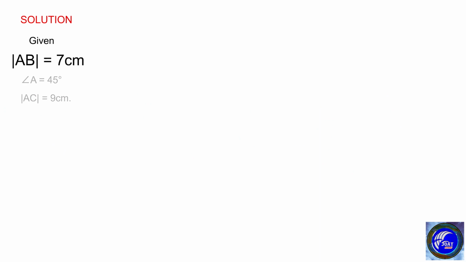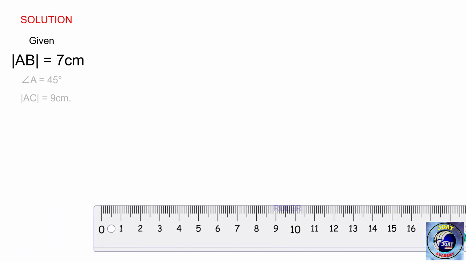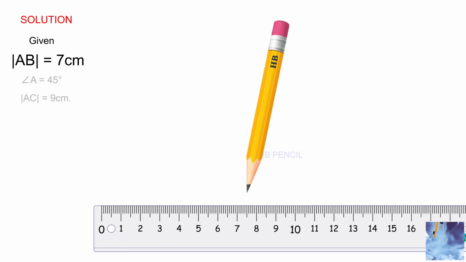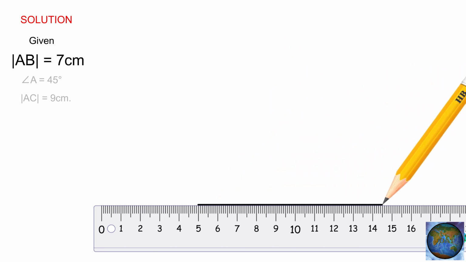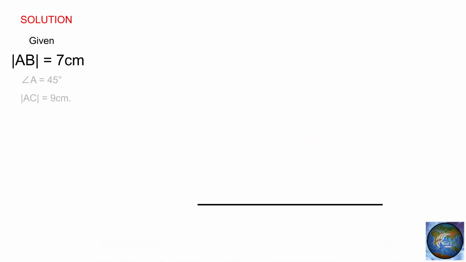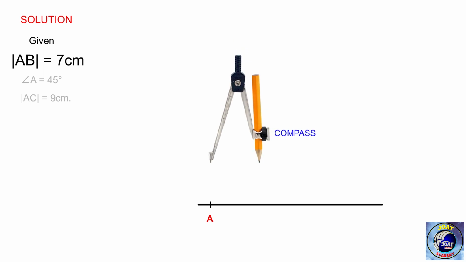Begin by constructing line AB, which is 7 centimeters long. Draw a straight line. Mark point A on this line. Using a compass set to 7 centimeters, draw an arc from point A to intersect the line, labeling this point as B.